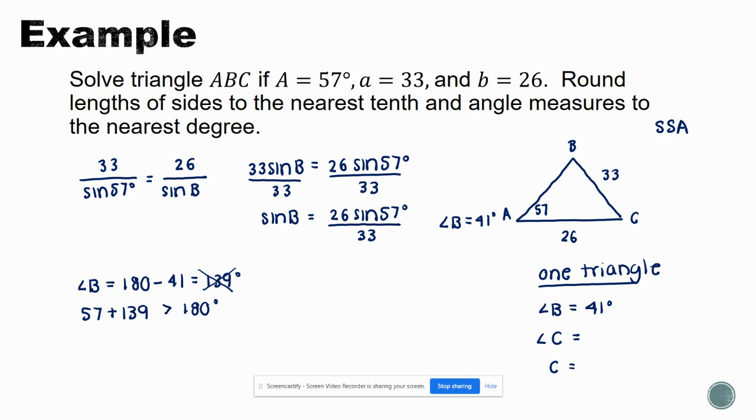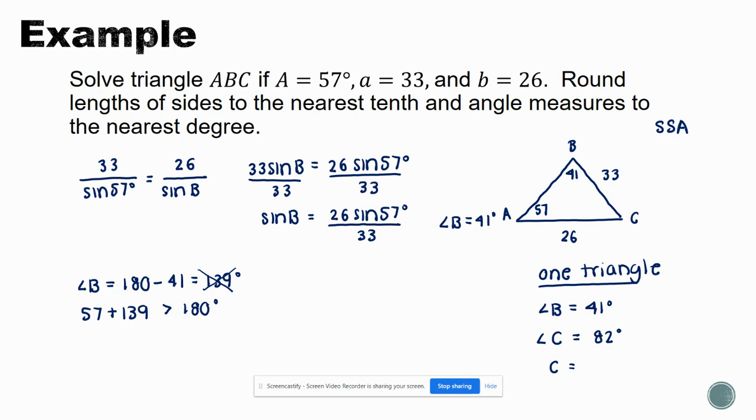So going back to the original thought, if I now know that I can only have a 41-degree angle for angle B, I can put that in here. Once again, the 3 angles of a triangle have to add up to 180. So if I subtract 57 and 41 from 180, that gets me a measure of angle C being 82 degrees. Now the last thing that I have to do is find side C.